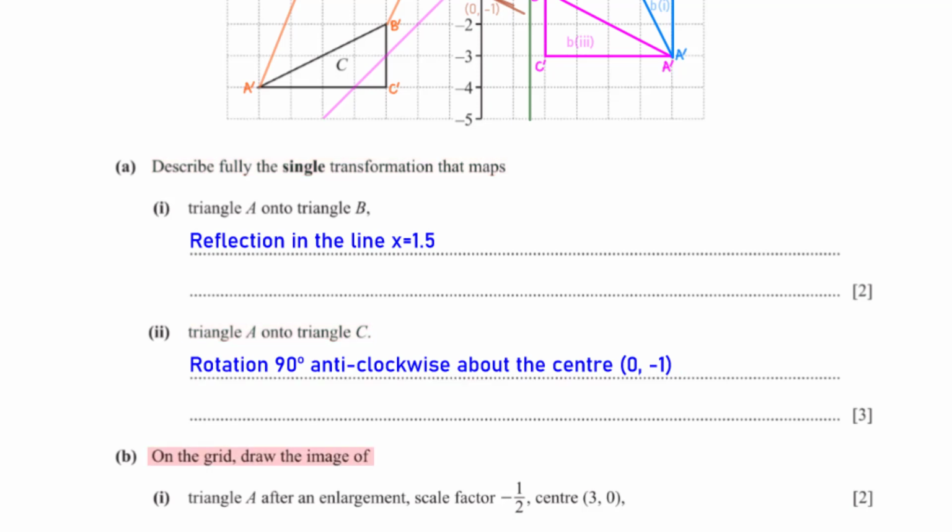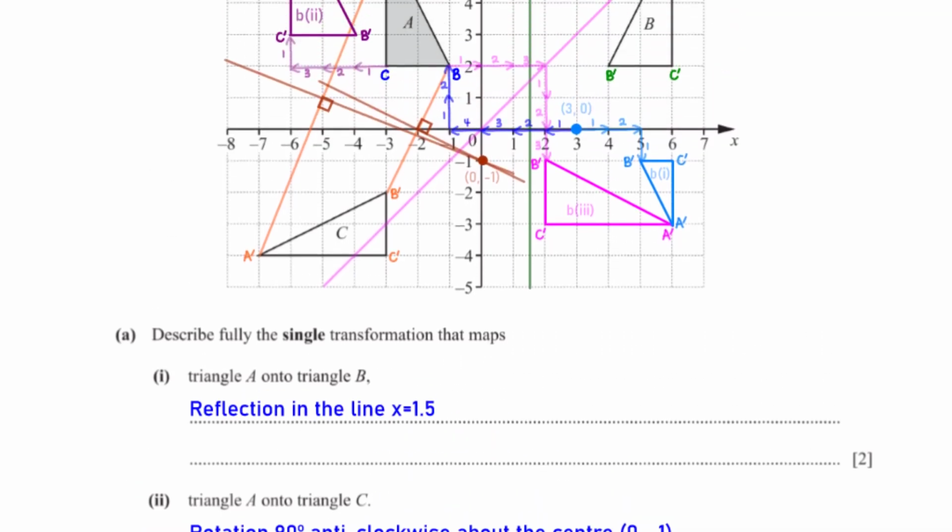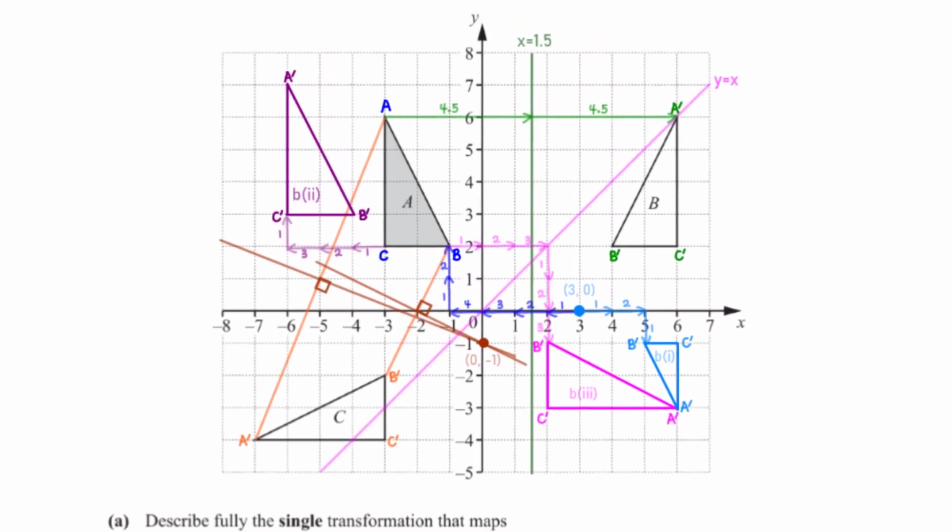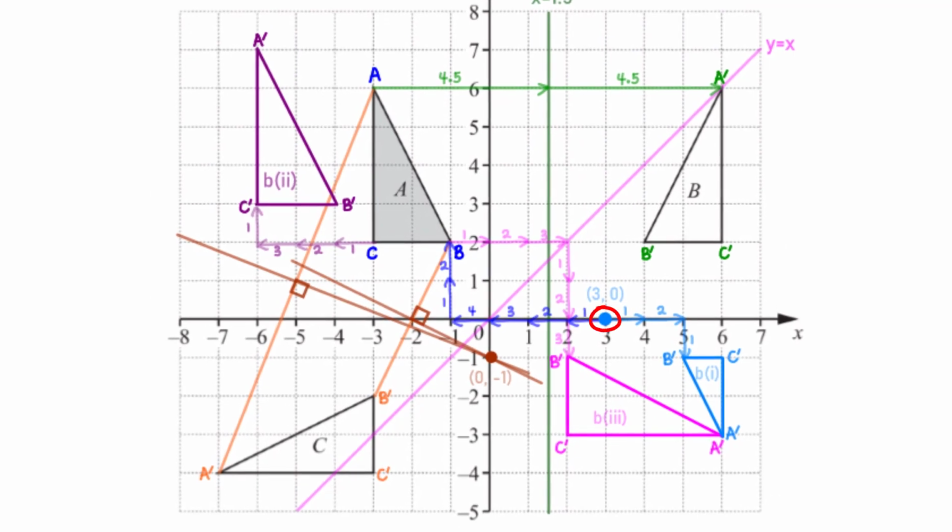On the grid, draw the image of triangle A after an enlargement scale factor -½ center (3, 0). First, we need to mark the center of enlargement, which is (3, 0). Then we need to move each vertex on triangle A such that we are able to reproduce the enlarged image of the triangle. Let's pick point B.